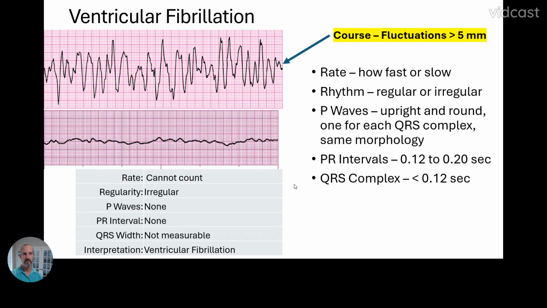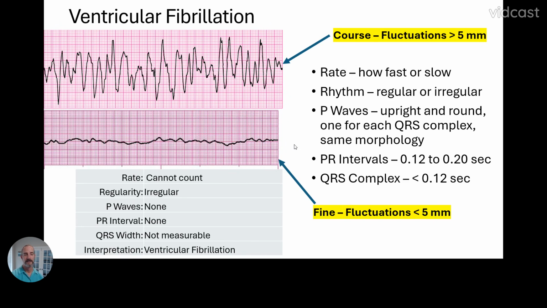So the top one is commonly recognized as coarse VFib if those fluctuations are greater than 5 millimeters. So this is very coarse. You know, if it's greater than one of these big boxes, and over here you can see this is fine. So identifying that one as a fine ventricular fibrillation, you're going to treat both of them the same way.